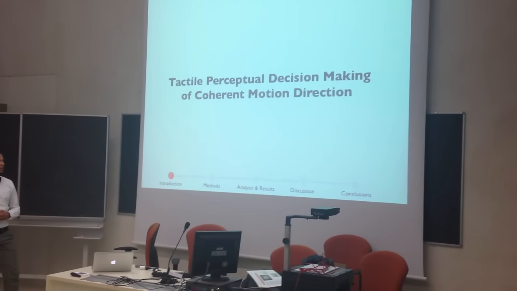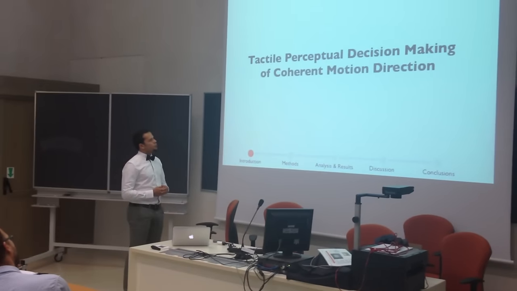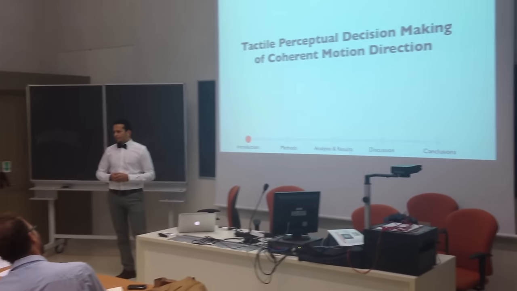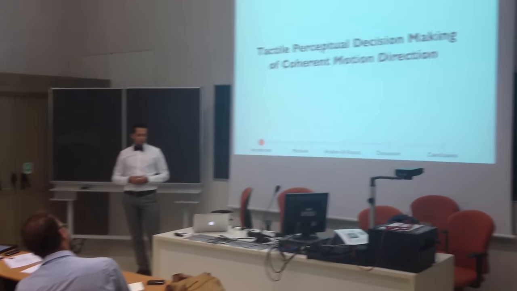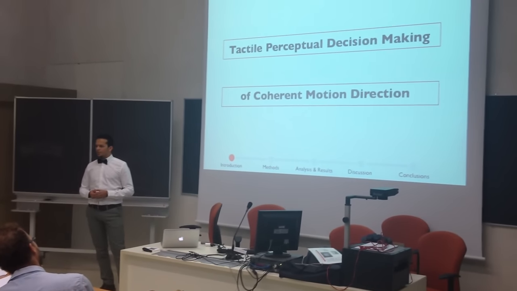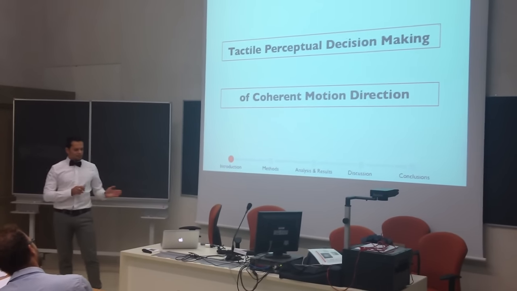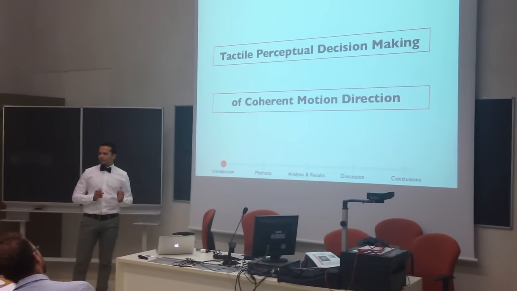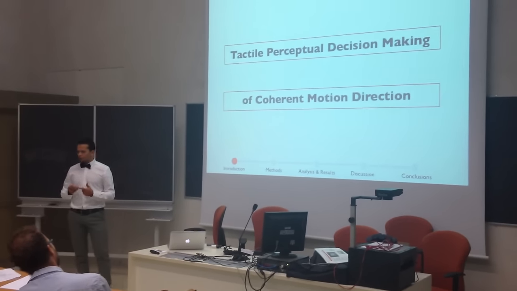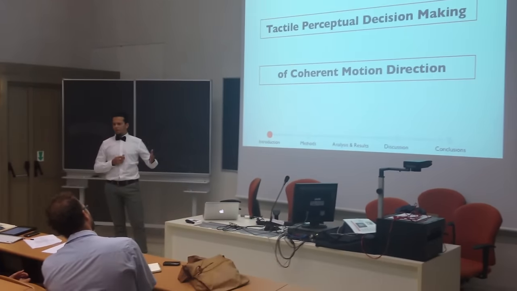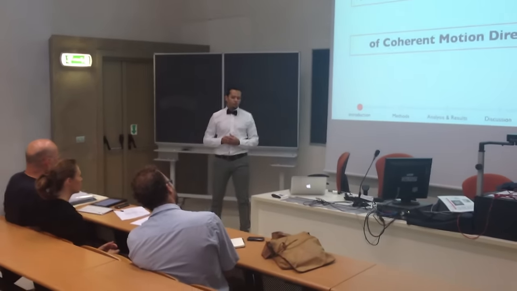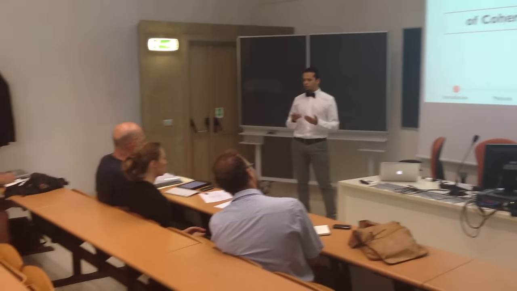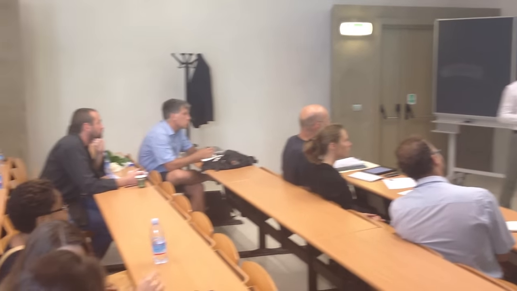Tactile perceptual decision making of coherent motion direction. The title could be more understood if it's split into two parts: tactile perceptual decision making, and the other part is coherent motion direction. Tactile perceptual decision making is what we are looking to study. This is our target to study. And the second part represents the method we're using to study this topic.